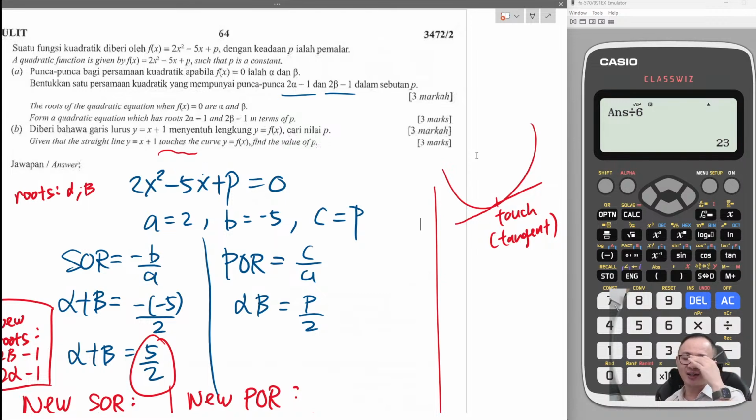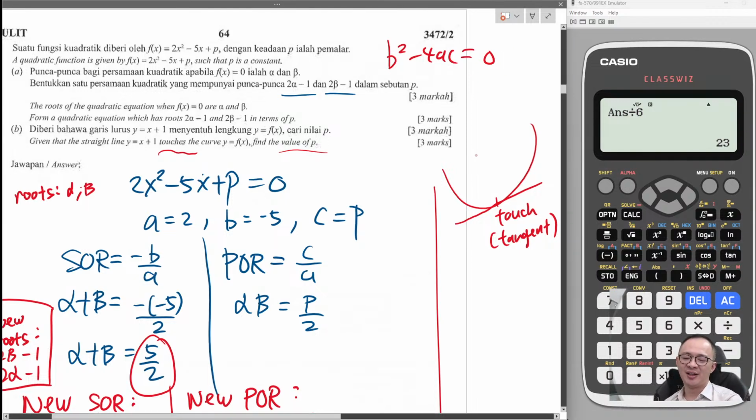Why will I make this assumption? Because they ask me to find the value of P. They don't ask me to find the range of P. If they ask me to find the range of P, I will use b squared minus 4ac bigger or equal to 0, because touching can be 1 point or 2 points, right? So that includes 1 point or 2 points for intersection. But if they want to find the values of P, then I assume it's equal to 0, just touching 1 point.